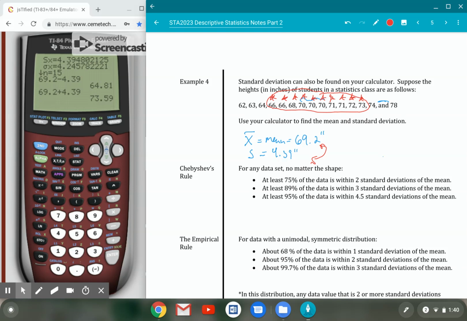And then at least 89% of the data is within 3 standard deviations of the mean, and at least 95% of the data is within 4.5 standard deviations of the mean. So we can use these guides to see what percentage of our data we should have at the minimum. We'll expand this further in the next video with the empirical rule, which is a rule that will come up again and again in the course.